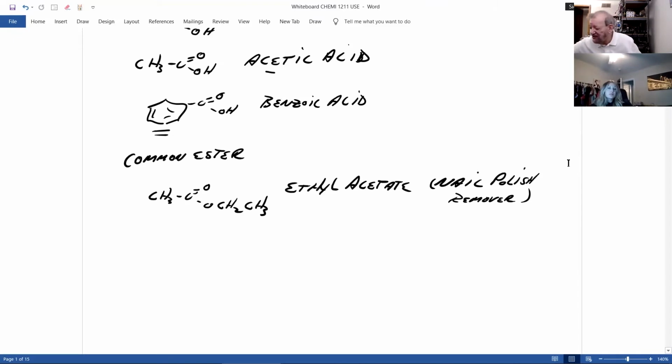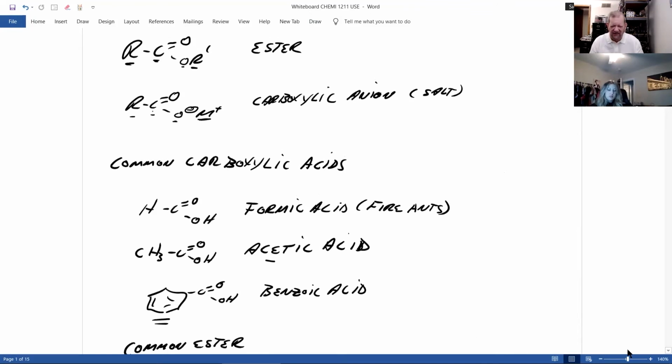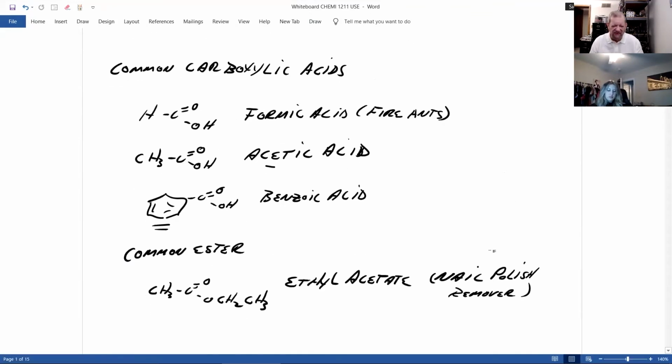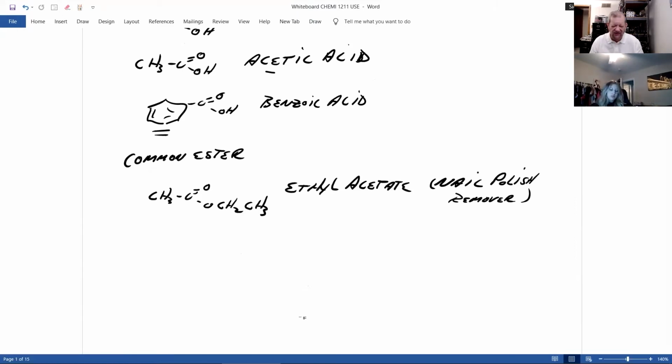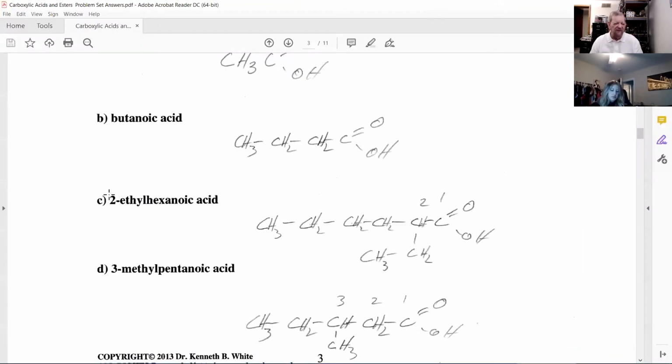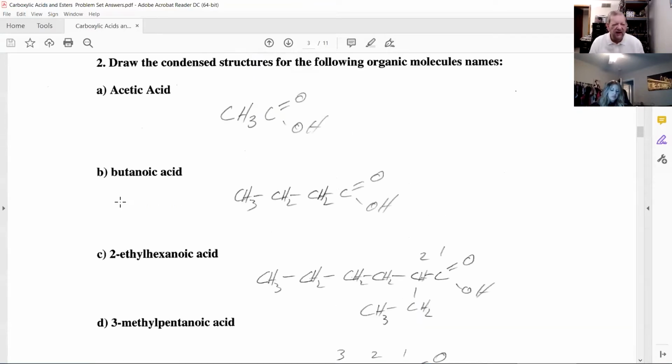Unfortunately, this doesn't work as well as removing the newer nail polish, and therefore now more bottles on the shelf are acetone. But you should know these common names and the structure. And let's get back to it. All right. So if we look at C, the question is: draw the condensed structures for the following.